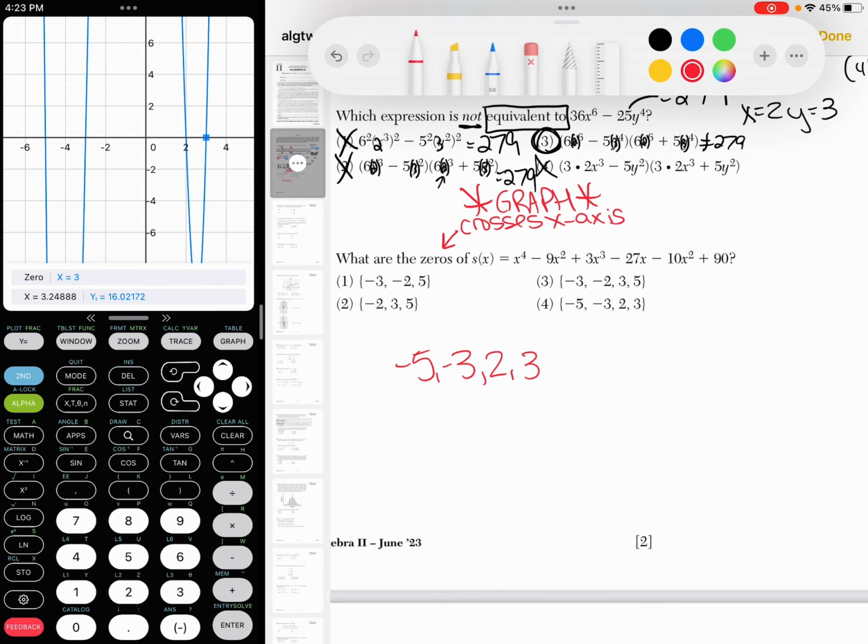But if you look on yours, you'll see it crosses at those 4 numbers, which will be choice 4. It's not a super tough question as long as you remember this word, zeros. If you don't know that word zeros, you're kind of out of luck. So it's a really good question if you know that vocab term.